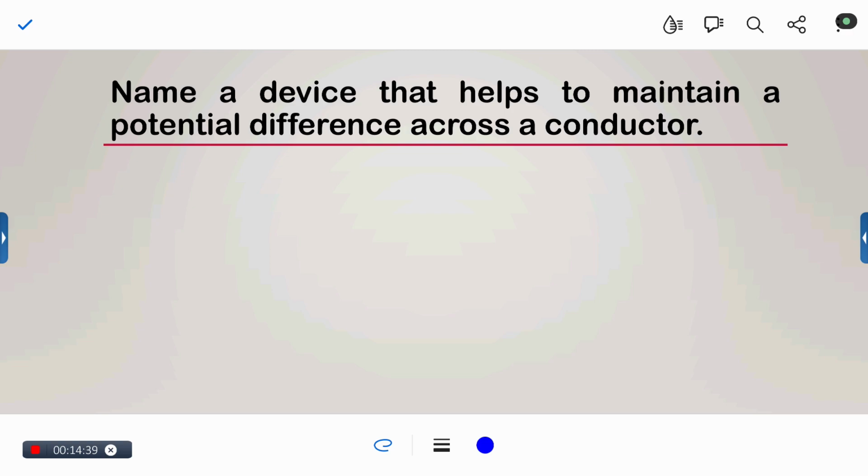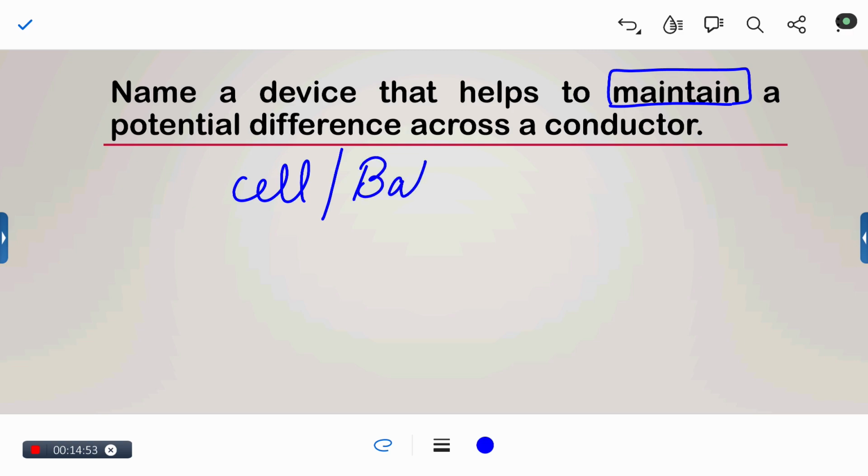Next question. Name the device that helps to maintain the potential difference. By using what device are you maintaining it? Cell. So by using what device are you going to maintain? Cell or battery. So the same question is like this: name the device that helps to measure the potential difference. By using what device can we measure? Voltmeter.